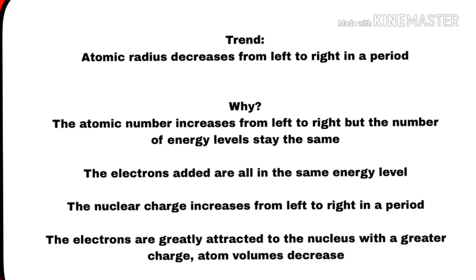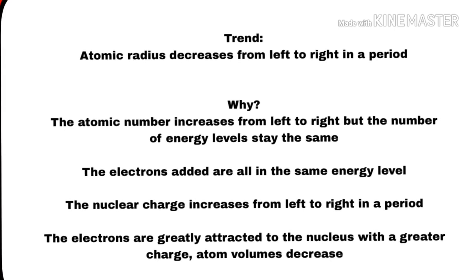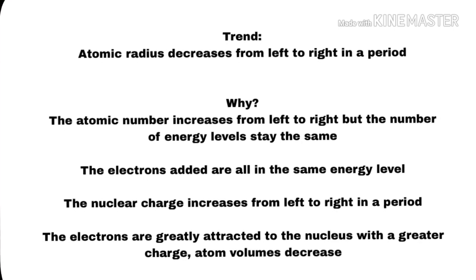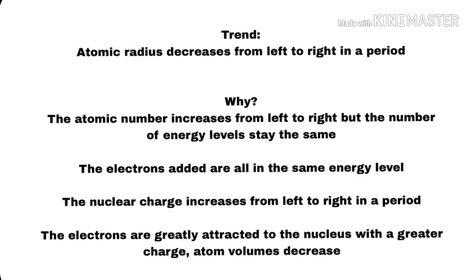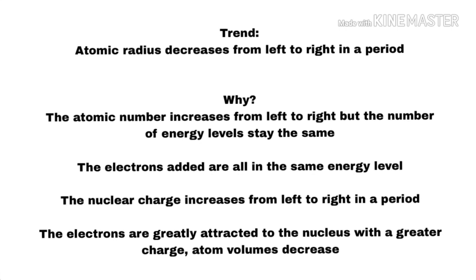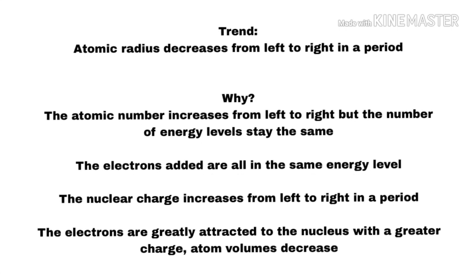The nuclear charge increases from left to right in a period. The electrons are greatly attracted to the nuclei with a greater charge, therefore atom volumes decrease.